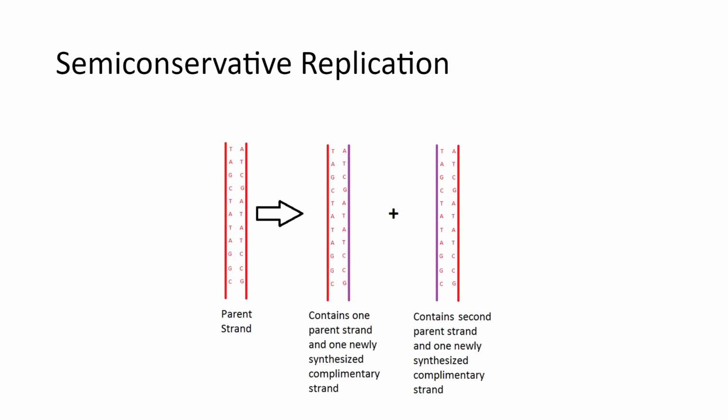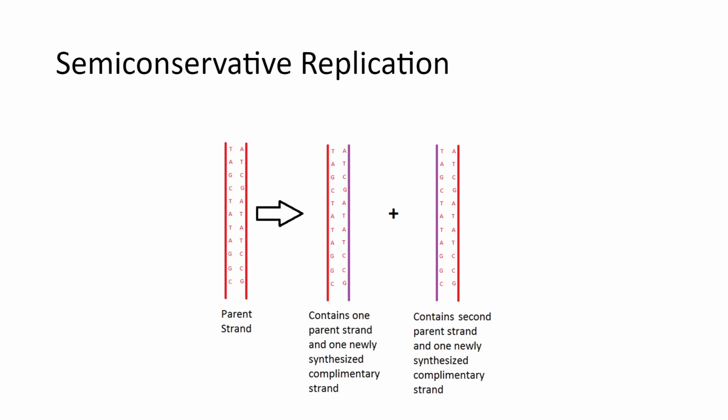So here is what semi-conservative replication is. This is very simplified, but we have the parent strand, and we're going to separate the parent strand. You can see that we have one of each of the strands here in red. And then we're going to add new nucleotides that are complementary to the old strand and create new purple strands for each of the old strands. And that's going to give us 2 new pieces of DNA, each with an old red and a new purple strand.